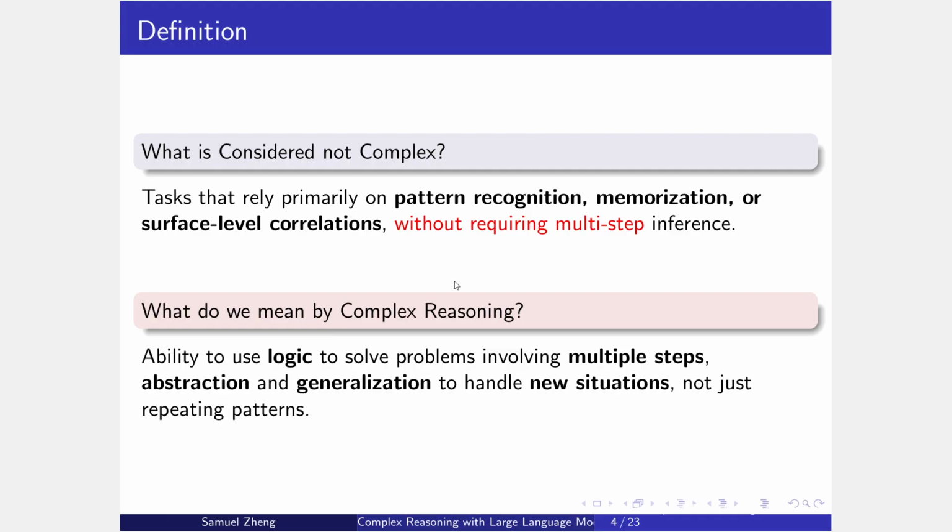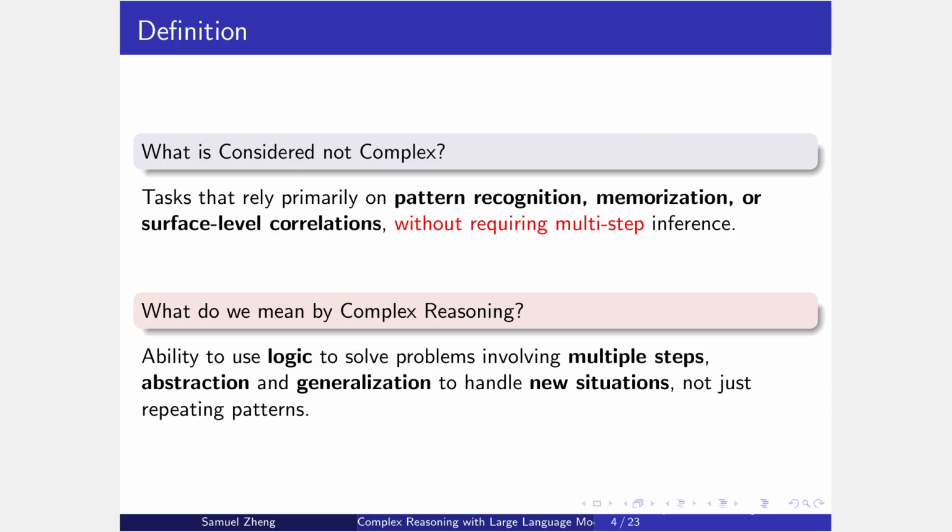Tasks that are not complex typically rely primarily on pattern recognition, memorization, or surface level correlations. These are tasks where the AI can simply succeed by matching patterns it's seen in training data without requiring multi step inference. For example, completing common phrases, translating simple sentences, or answering straightforward factual questions. While these capabilities are impressive and useful, they represent a different category of AI performance than what we're discussing today.